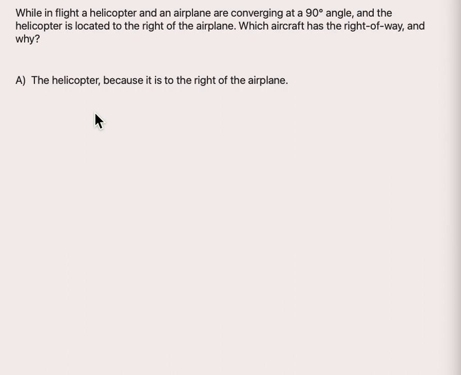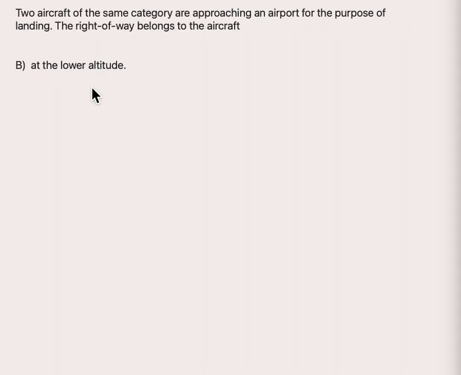While in flight, a helicopter and an airplane are converging at a 90-degree angle, and the helicopter is located to the right of the airplane. Which of the aircraft has the right of way and why? So whatever aircraft is to the right has the right of way, so that's the helicopter. Two aircraft of the same category are approaching an airport for the purpose of landing. The right of way belongs to the aircraft at the lower altitude.